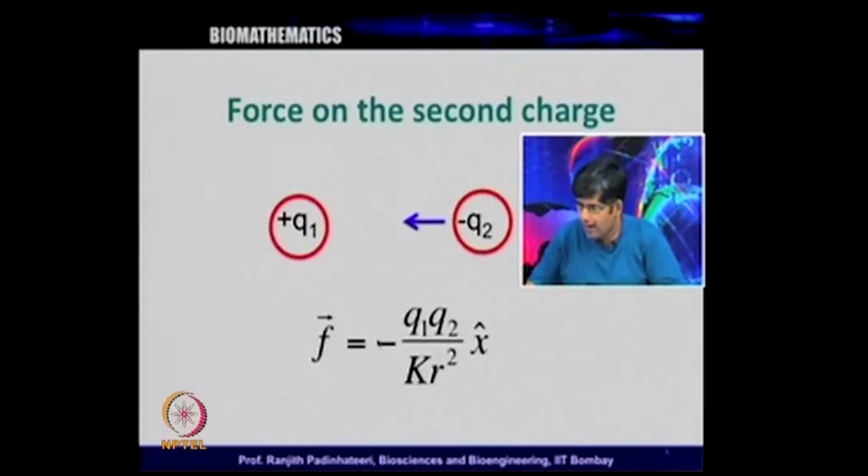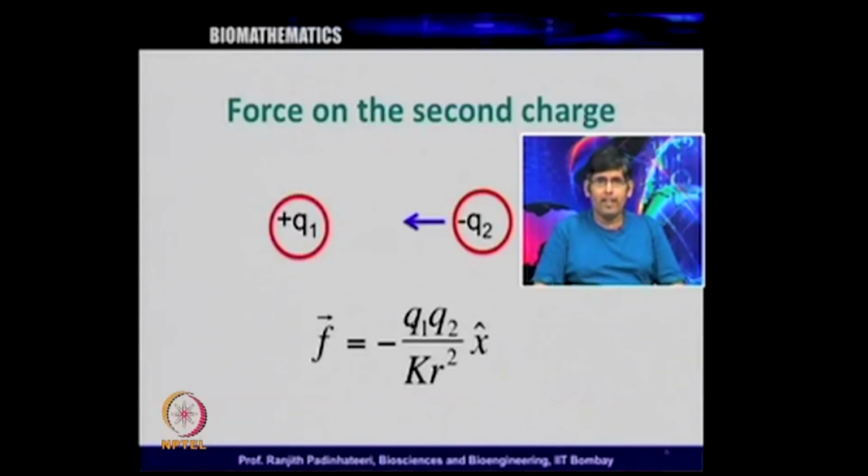So you have to put a minus x cap. That is why there is a minus x cap here. So the magnitude is q1 q2 by k r square, but it is in the direction of the minus x cap. So that is what this represents now.